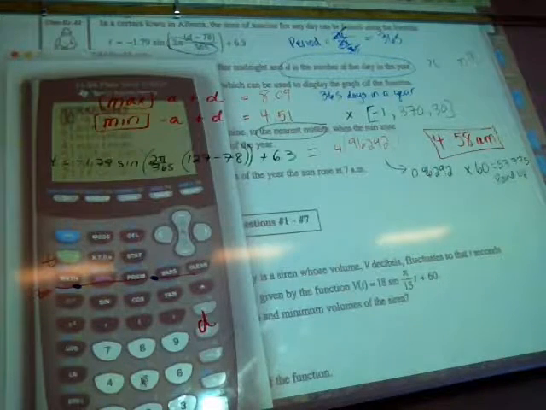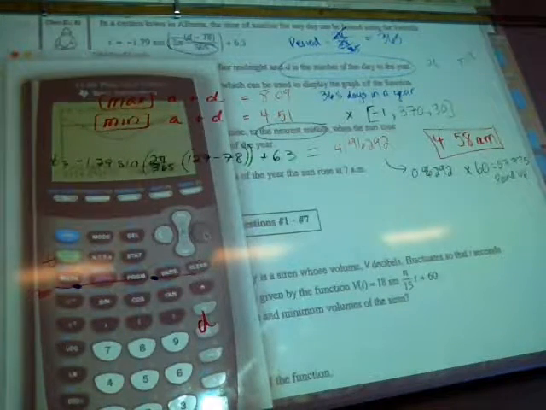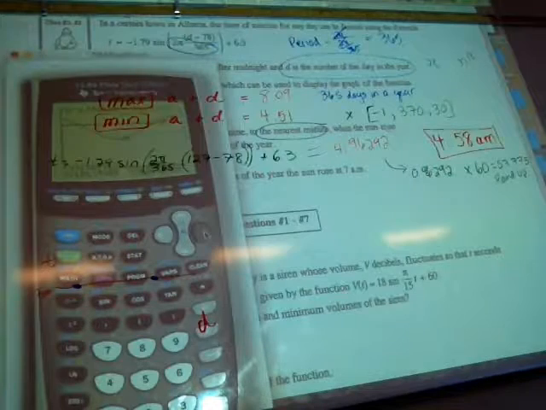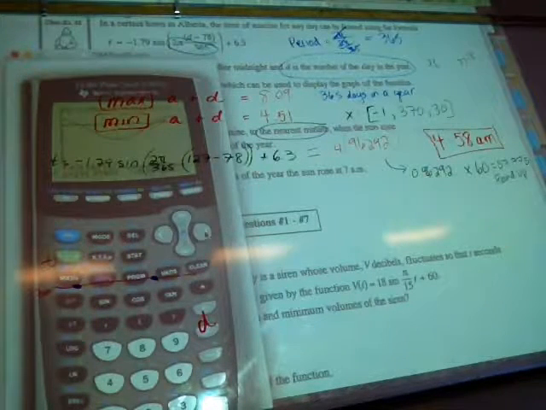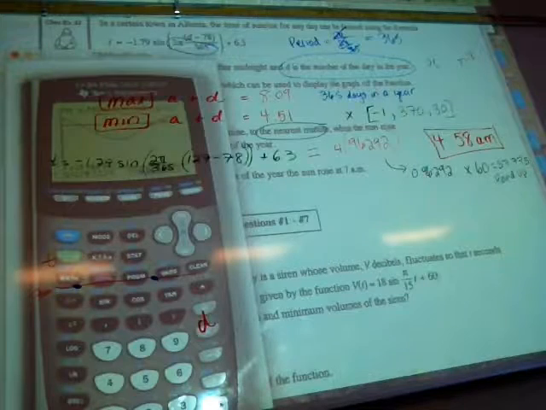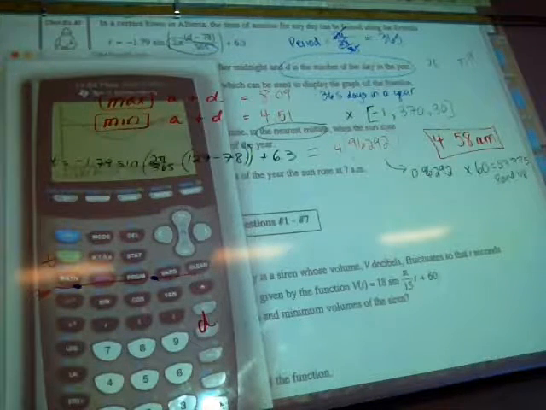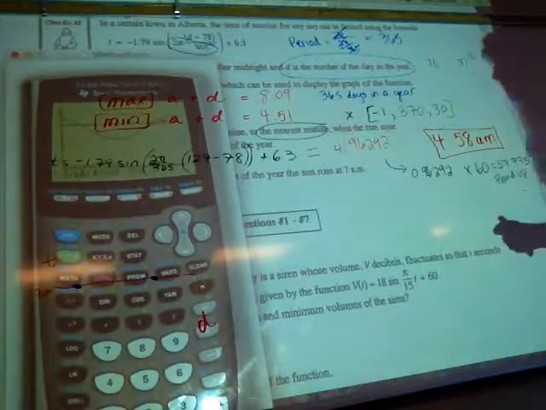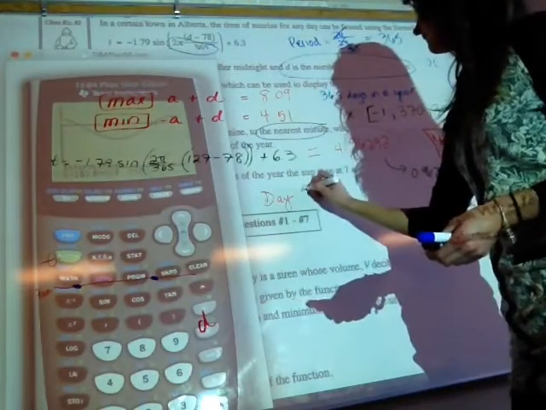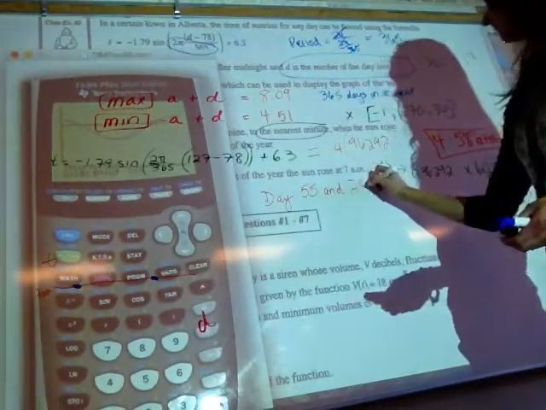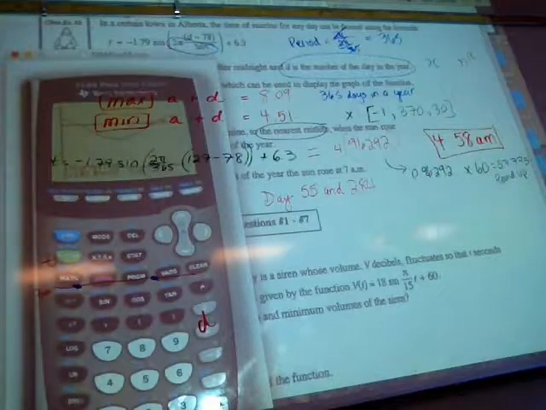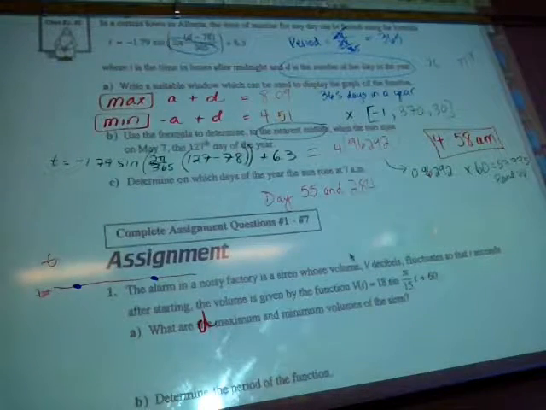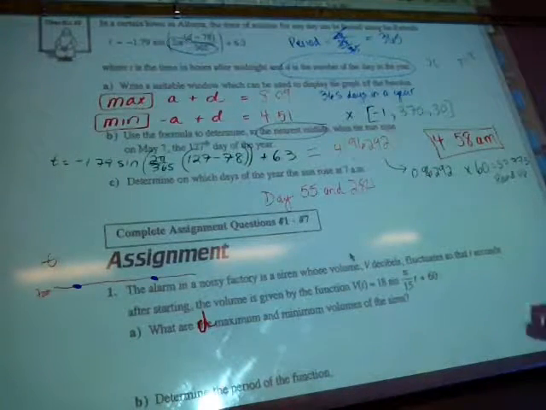Day 55, and move your cursor all the way over. 284, let's see if you're right. Oh, yeah. I believe it. 283.84, so to the nearest day you have 284. Okay, so day 55 and 284. 7 a.m. Okay, perfect. Any questions? No?